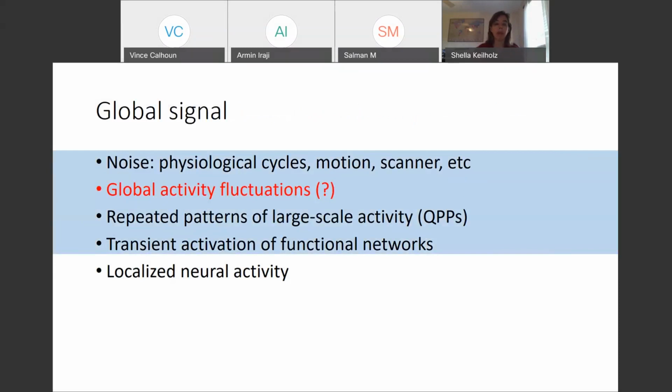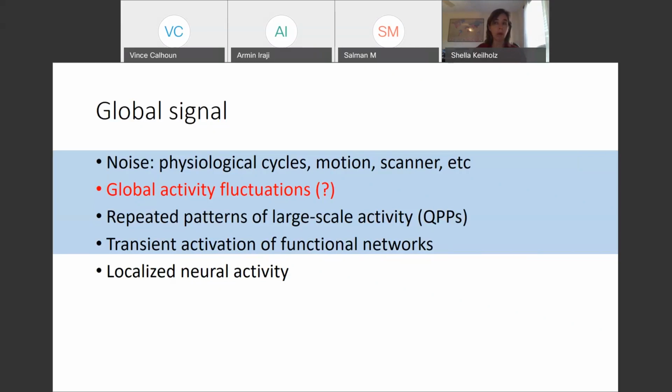Right. So I told you I'm going to go through these one by one. And I want to start with the global signal. I've highlighted in blue here the things that I think contribute to the global signal. Definitely there's a lot of noise in it. Again, ignoring that component, maybe there are global activity fluctuations. And I want to be very specific here about what I mean by global activity fluctuations. I mean something that changes at least throughout the whole cortex at a time.